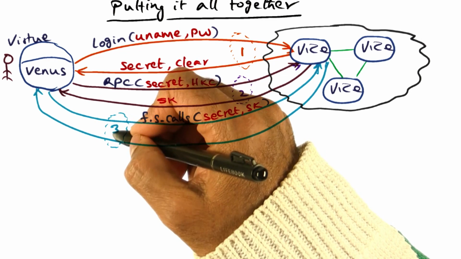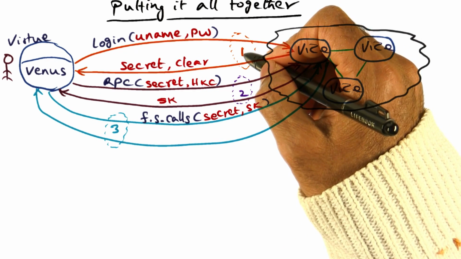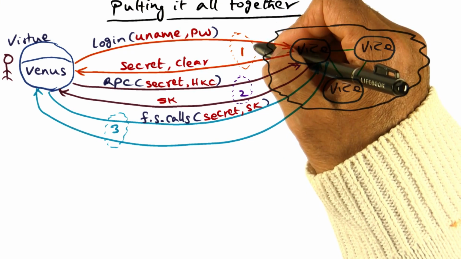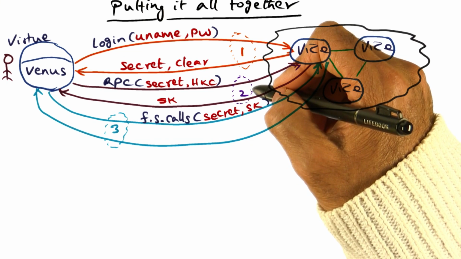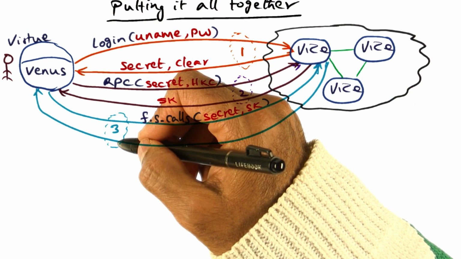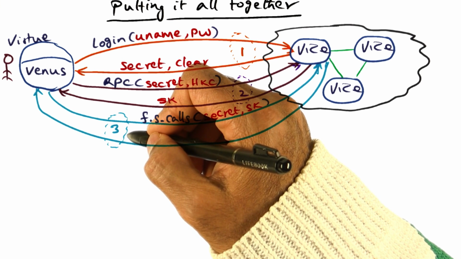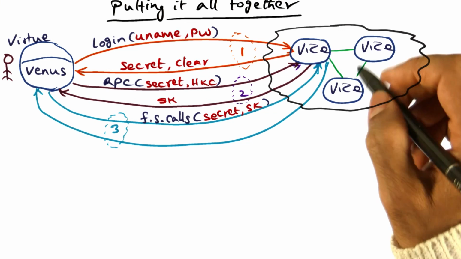So this is the third class of client-server interaction that I mentioned. So there are three classes of client-server interaction. The first one is login, the second one is RPC session establishment, and the third one is the actual secure RPC calls that are being made for manipulating the file system that resides in the central server.